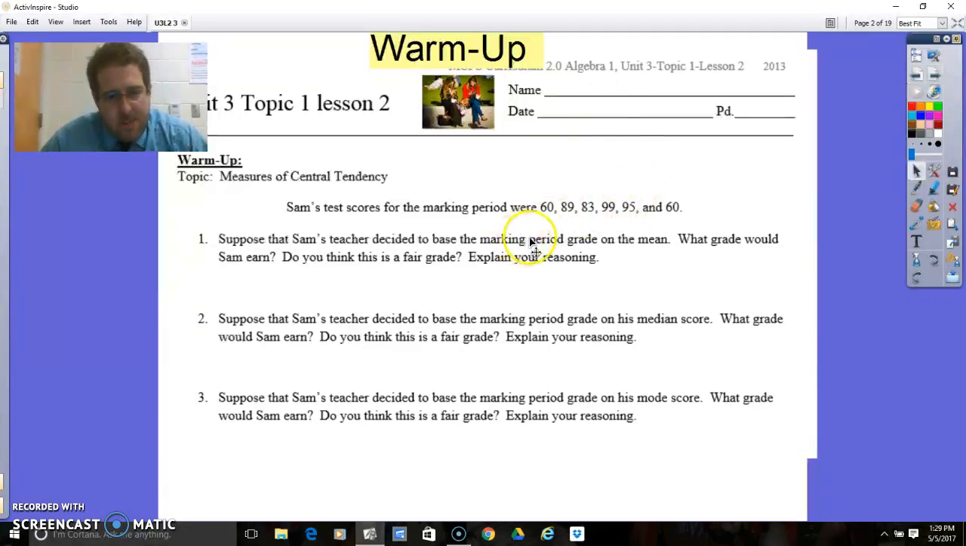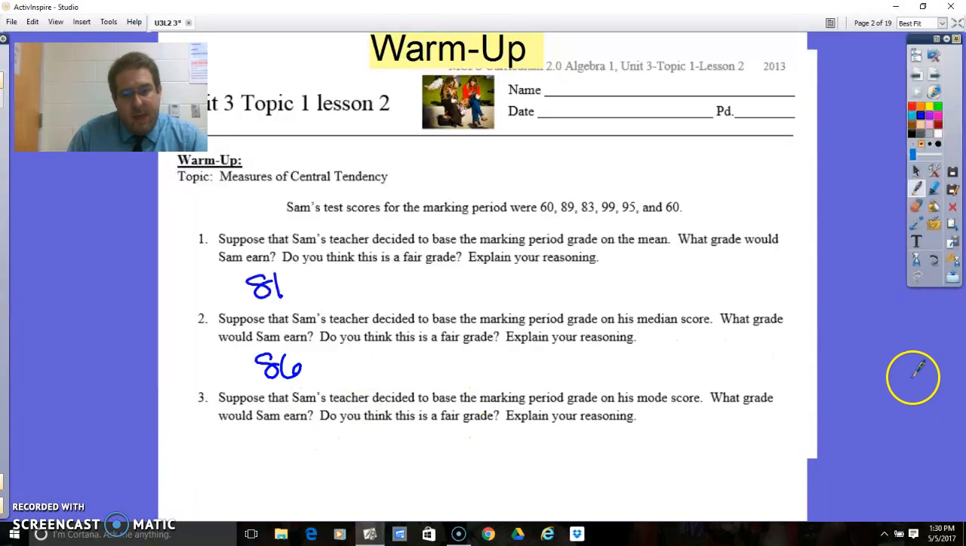Starts off with a pretty good warm-up. In this warm-up, it asks you to find the mean, median, mode, which are the three measures of central tendency. When you solve the mean, that means you add up all the numbers and divide by how many there are. You end up getting an answer of 81. And when you're finding the median, you put the numbers in order from least to greatest, cross them off until you find the one that's in the middle. And that median would end up being 86. And the mode just means the one that is repeating the most, which happens to be 60.